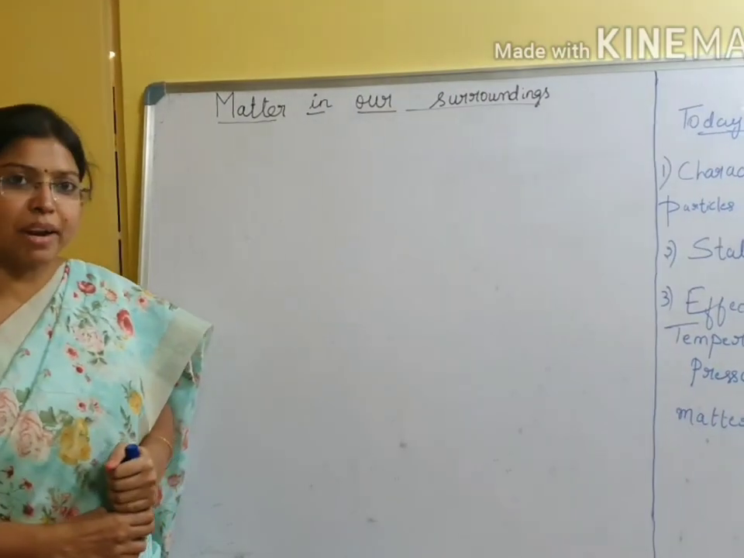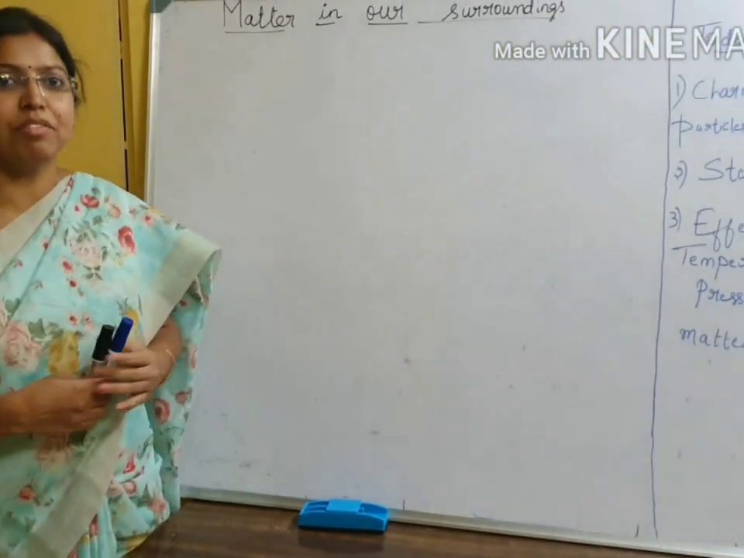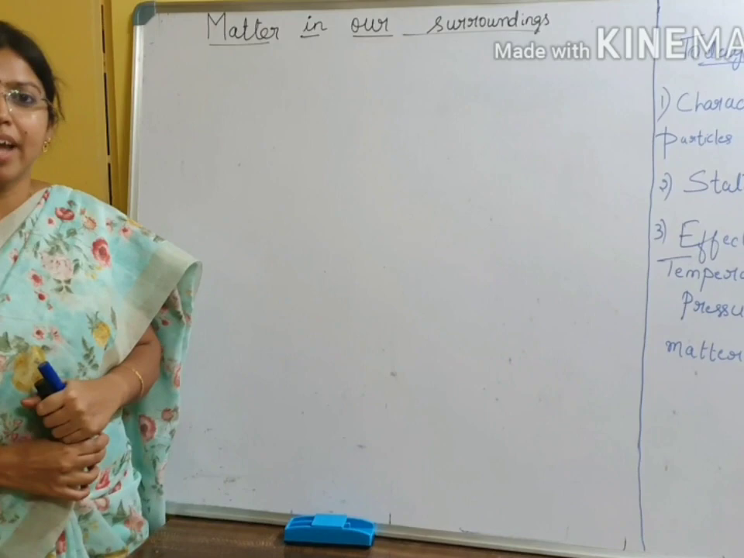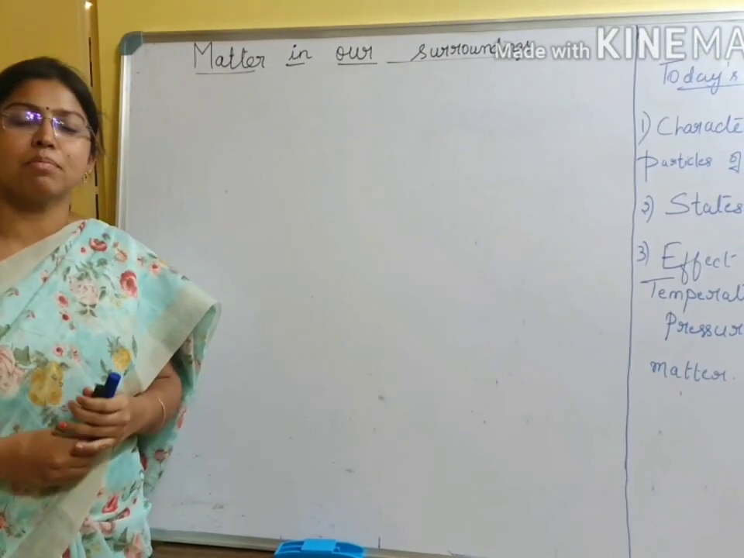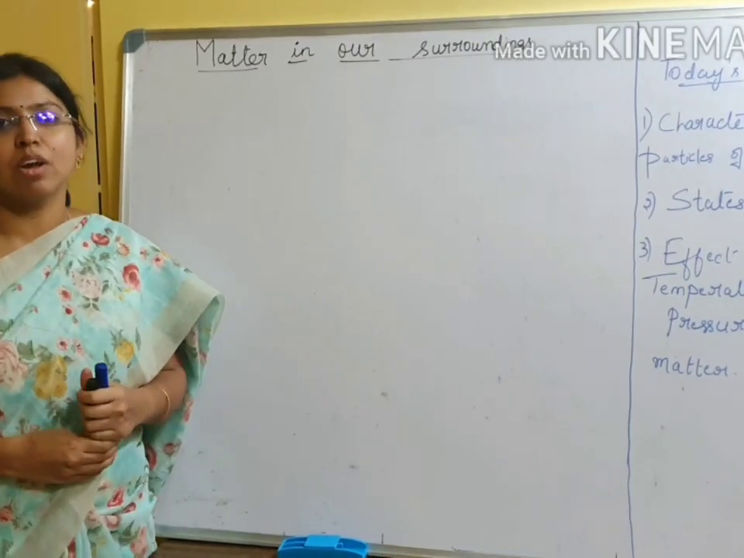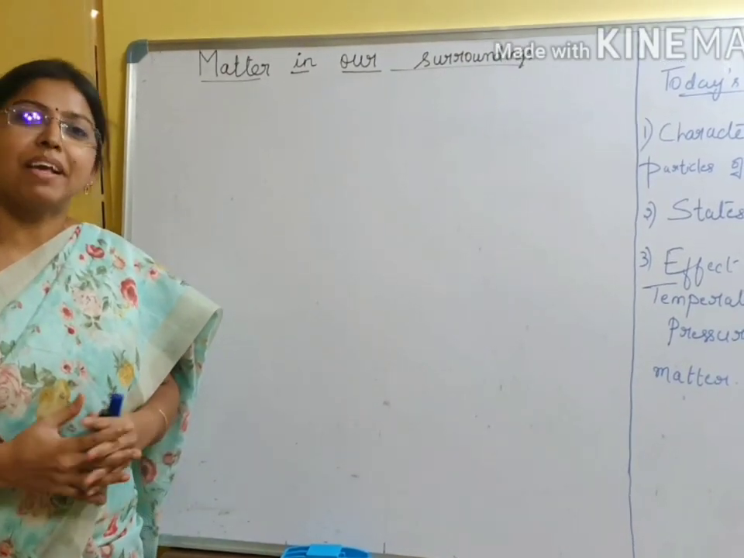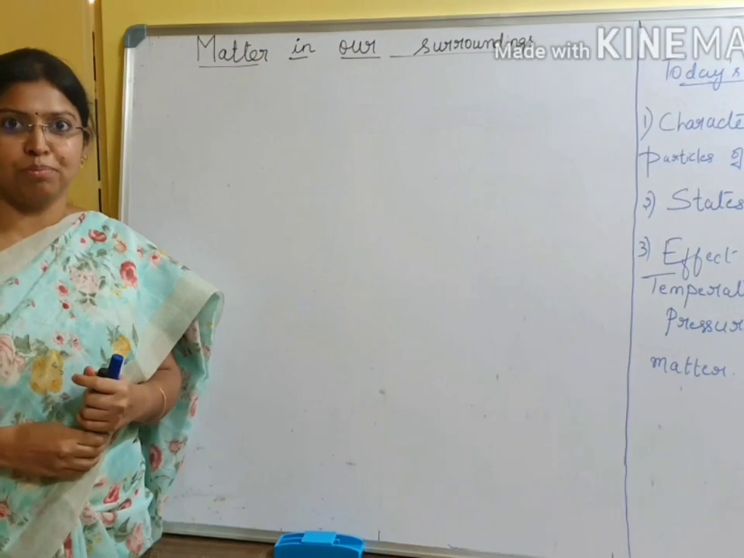Characteristics of particles of matter, states of matter that you are very familiar with, and the effect of temperature and pressure on matter. So what is matter? Anything that occupies a space and has mass is called matter. Space can be replaced with the term volume.